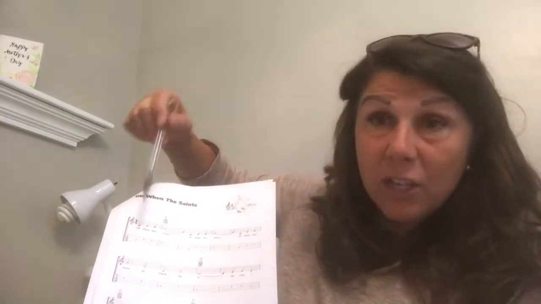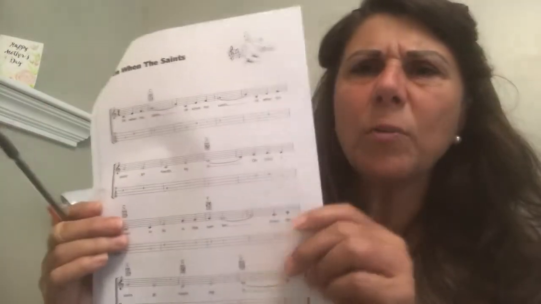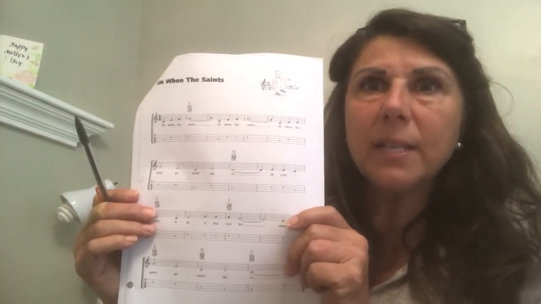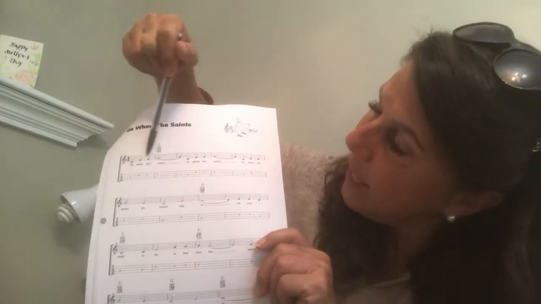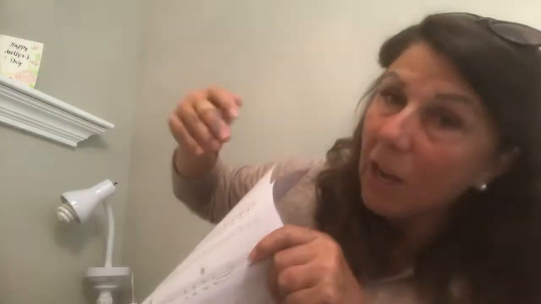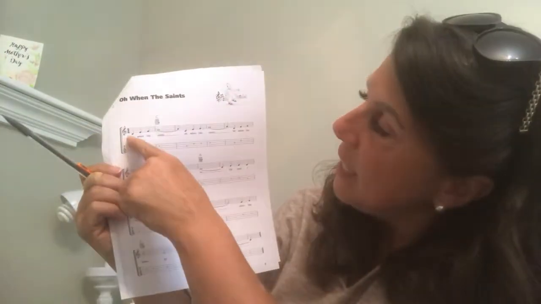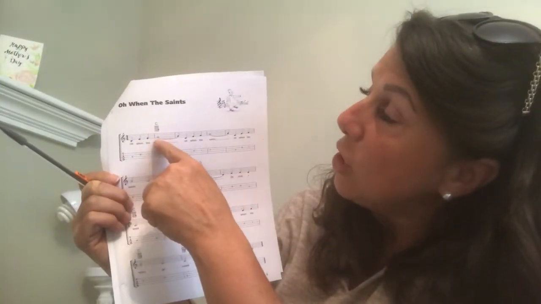What I'd like you to do, if you're able, and I know this is tricky when you're at home, is find somewhere in your music book where we talked about lines and spaces and the names of those, and fill in the first 2 lines of all of those notes. Let me give you a little head start. C, E, F, G.